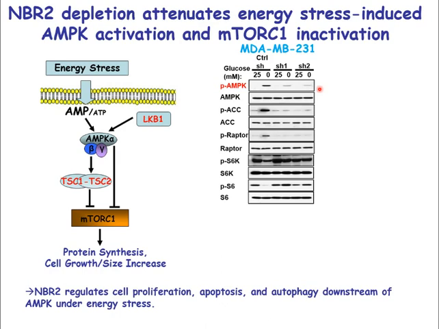Now, in response to energy stress, AMPK is activated. Then it functions to regulate autophagy, cell survival, and cell proliferation, so a bunch of downstream cellular processes. We tested further on those cellular processes and found they are consistent with the model of MBR2 regulation of AMPK. Basically, MBR2 can also regulate cell proliferation, apoptosis, and autophagy downstream of AMPK under energy stress. I'm not going to show data here, but those data are all consistent with the idea that MBR2 somehow can regulate AMPK function during energy stress.